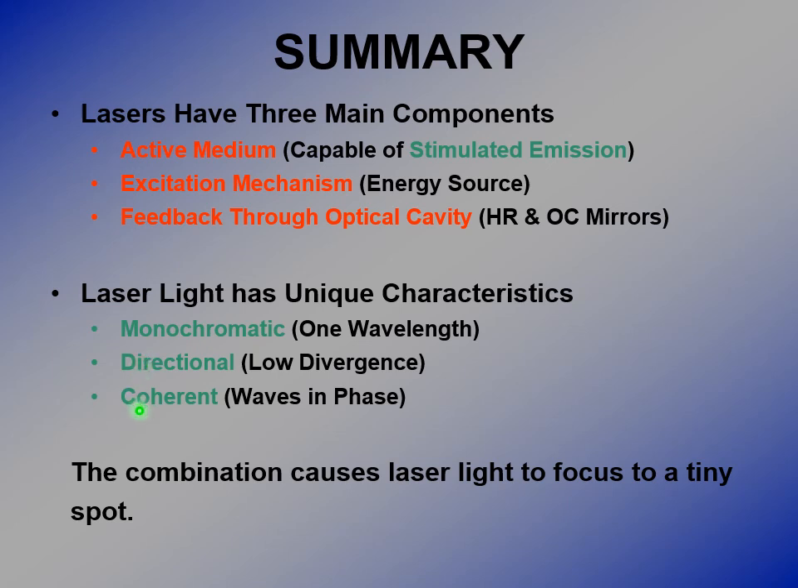And then last, laser light is coherent. In other words, all the waves are in phase, which means they're acting in concert, they're acting together, and this gives us the intensity of the laser. The combination of these characteristics causes laser light to focus to a tiny spot, and because it can focus to a tiny spot about 100 times better than ordinary light, this is why it's so hazardous to the eye.